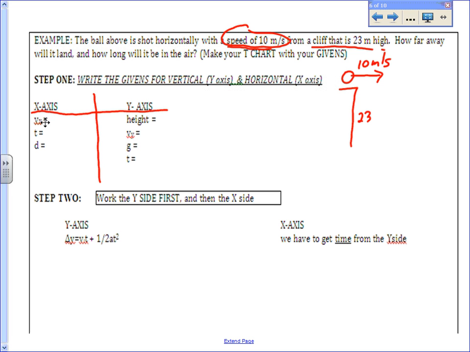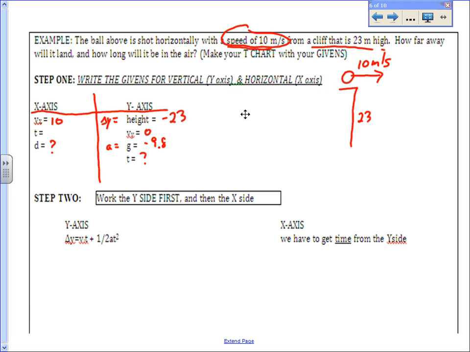All right, the Vx is what they give us, that's the 10. We don't care about the time right now, and the d is going to be unknown, so we're going to put a question mark. That means we're going to solve for it. The height we're going to fall, so our delta y is equal to the height, and that's going to be a negative 23. Our vy is 0. Our acceleration is equal to gravity, and it's going to be negative 9.8. And we're going to look for the time.